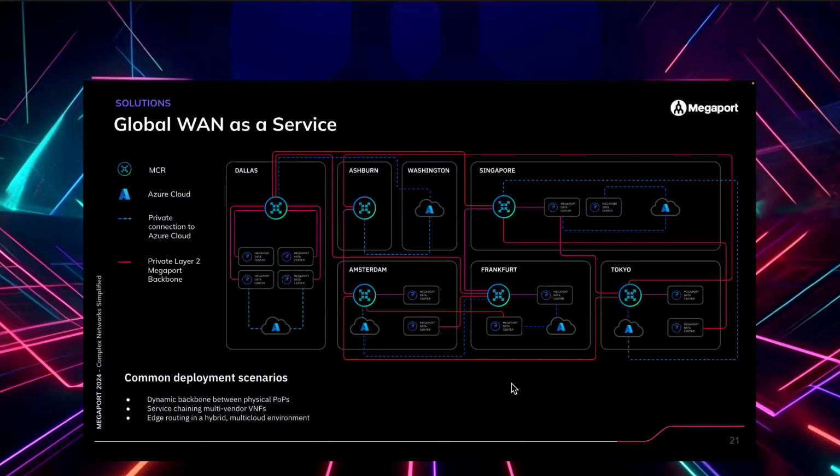Now, Global WAN as a service is leveraging the Megaport backbone, which extends all over the world. And in this case, we're showing it as an MCR use case. But you're able to spin up the compute in Dallas, as an example, Ashburn, and Washington, right? Amsterdam, Singapore, Frankfurt, and Tokyo. And then you're building your layer 2 VXCs over our backbone between these, and it eliminates the need for MPLS. And it simplifies your deployment by bringing everything together on a single vendor.